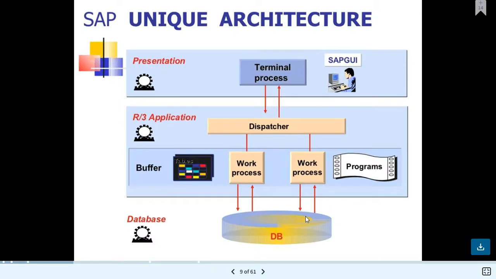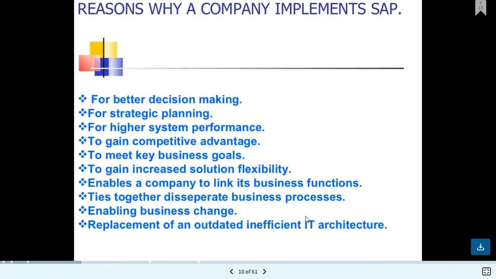SAP's unique architecture: presentation first, the terminal process, SAP GUI. After that it goes to the R/3 application, dispatchers, and vice versa to the buffer and work processes, flowing to the database. It starts and ends at the database and interchanges information in the program.